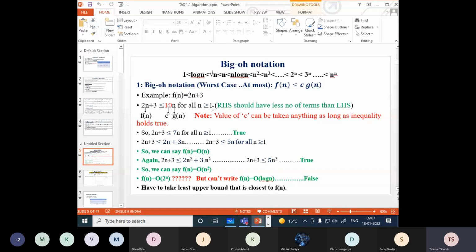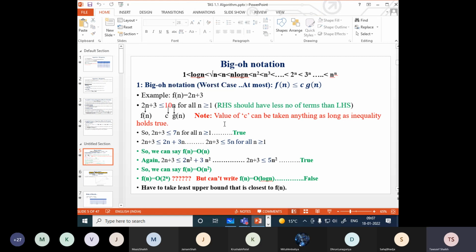So if we put the value of n equal to 1 initially, this function will become 2 into 1 plus 3, which means 5, and that is less than or equal to 10 into 1, that's 10. So when this function is satisfied at n equal to 1, it means it will satisfy everything. When we put n equal to 2, n equal to 3, it will always satisfy, because on the right hand side we are multiplying by c, which we are taking equal to 10 at this time.